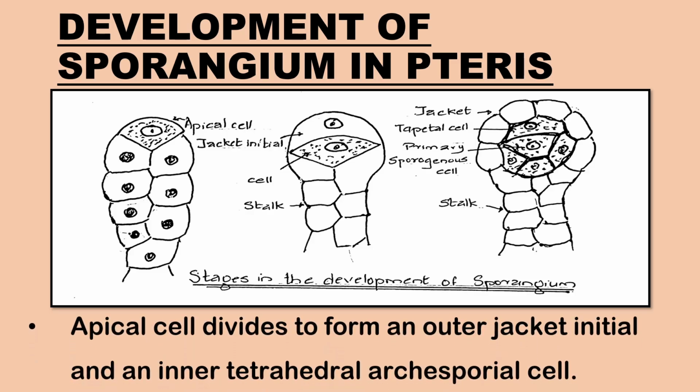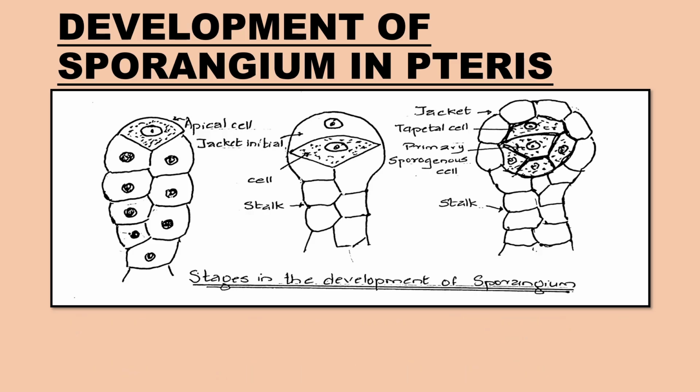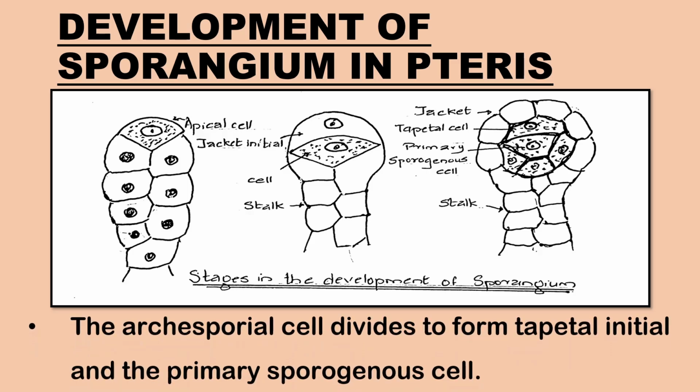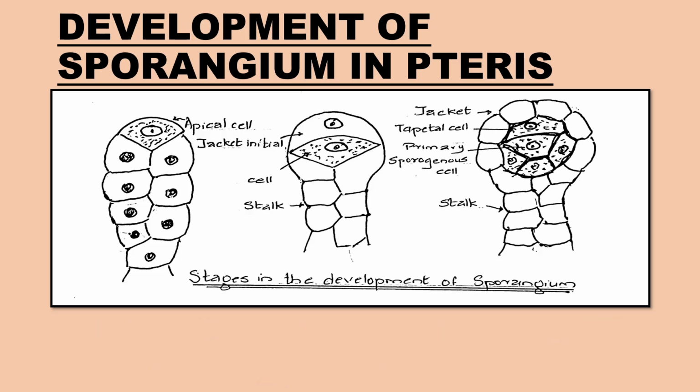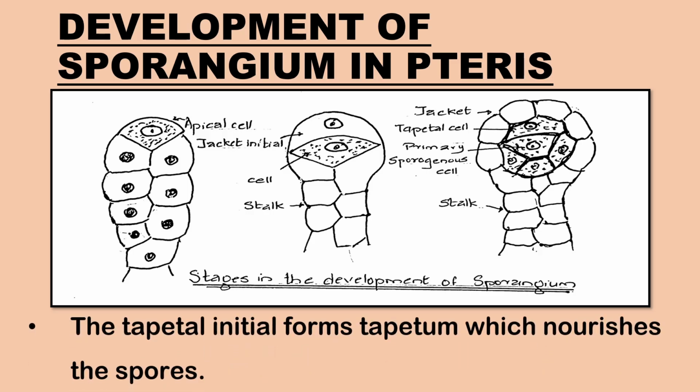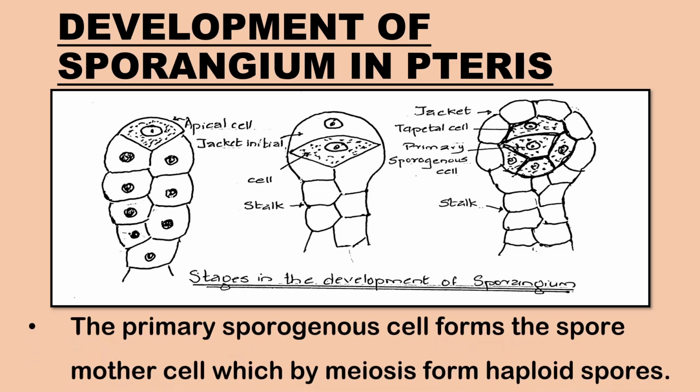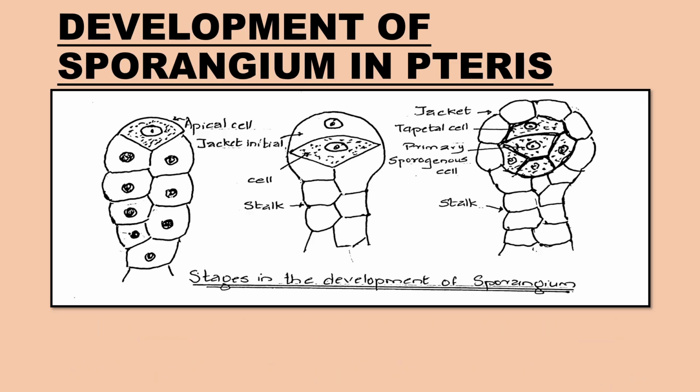The apical cell divides to form an outer jacket initial and an inner tetrahedral archisporial cell. The archisporial cell on division gives rise to the tapetal initial and the primary sporogenous cell. The tapetal initial forms a double-layered tapetum. The tapetum nourishes the spores. The primary sporogenous cell forms the spore mother cell, which undergoes meiosis to form haploid spores.